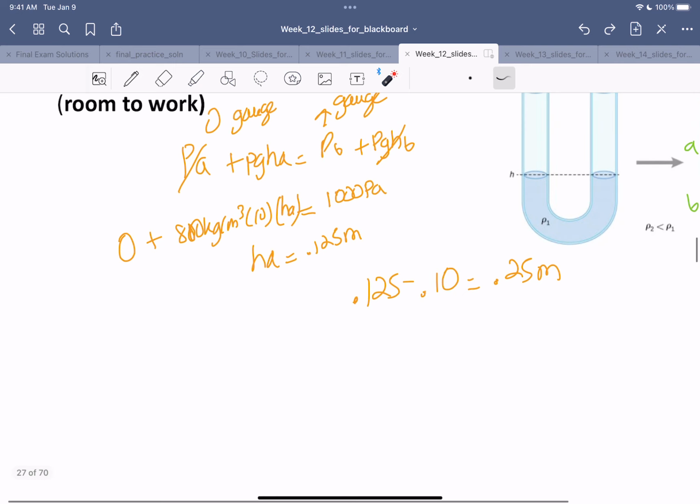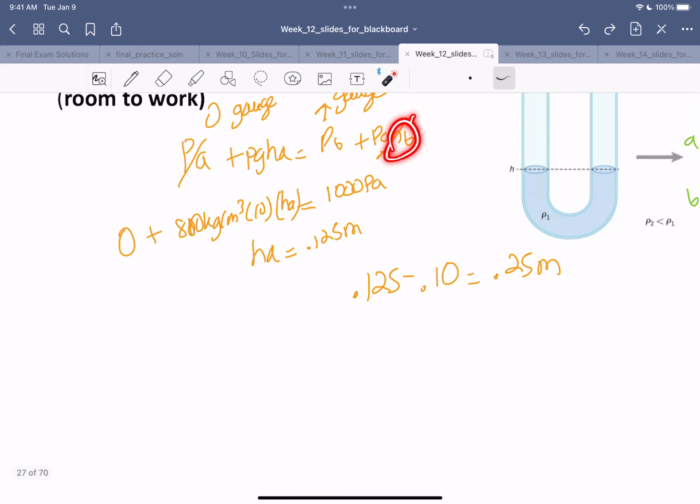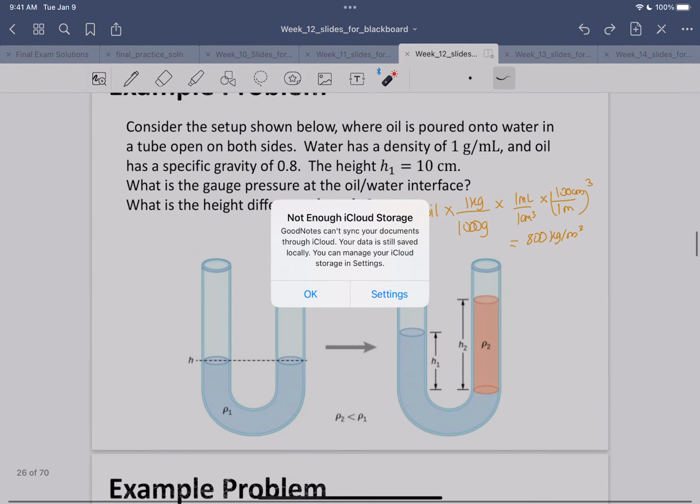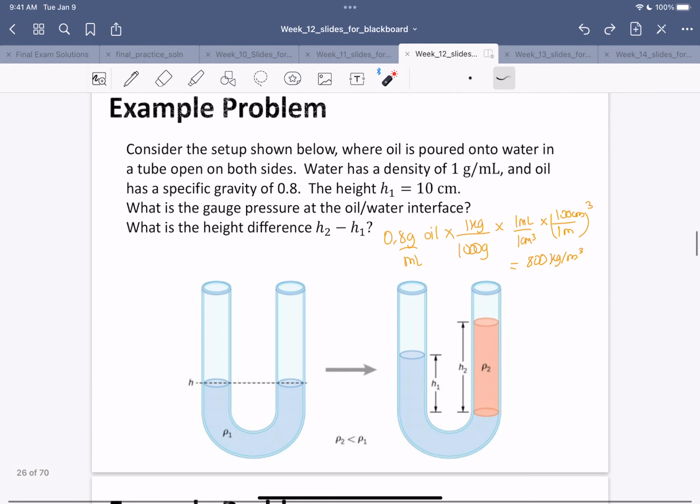And so the bottom height, once again, the height will cancel out because it's 0. That's our reference height. And so we're left with PB is equal to rho GHA. So we have that 800 kilograms per meter cubed as our density, multiplied by the gravity, multiplied by the height that we're looking for.